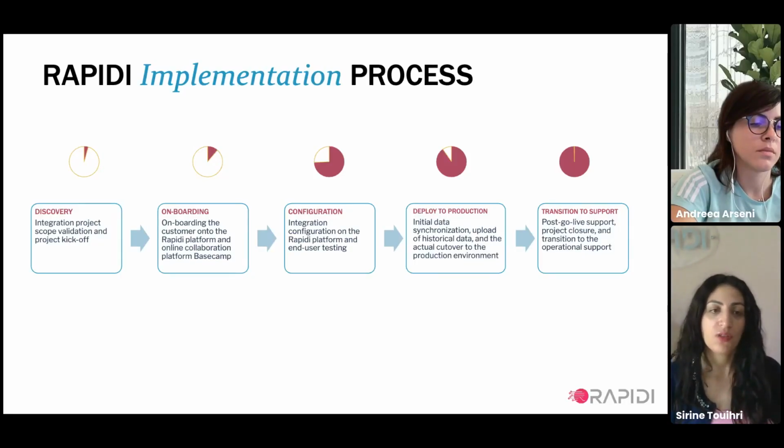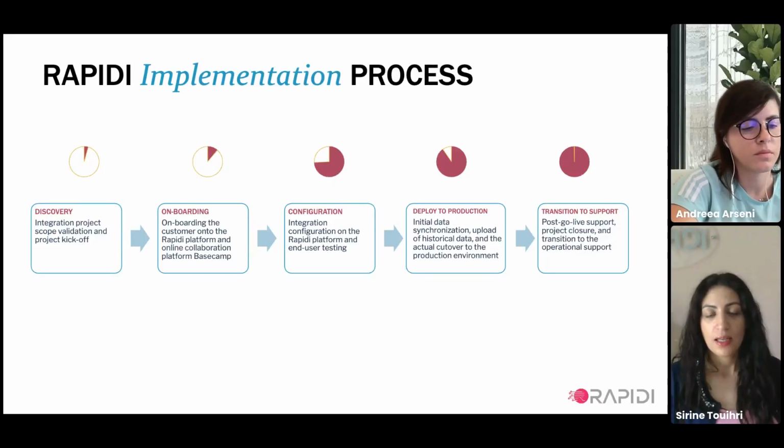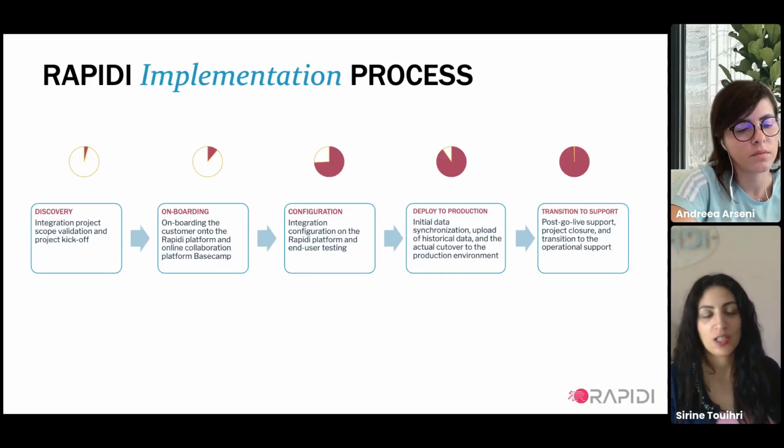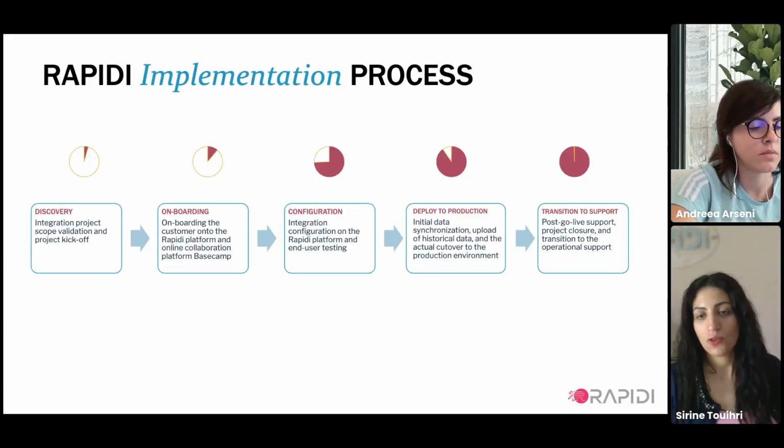Then we move to the configuration, which is the integration configuration on the Rapidi platform, of course, and end user testing. The fourth step would be the apply to production, which is the initial data synchronization, upload of historical data, and the actual cutover to the production environment. And finally, transition to support, which is the post-go live support, project closure, and transition to the operational support.